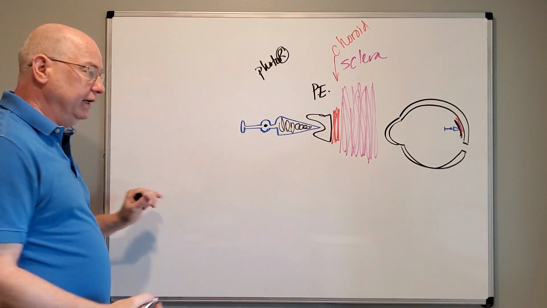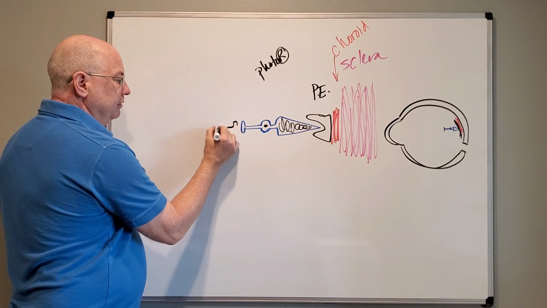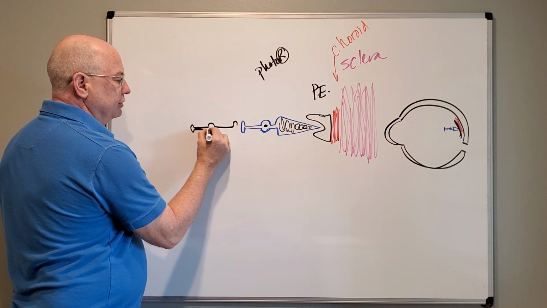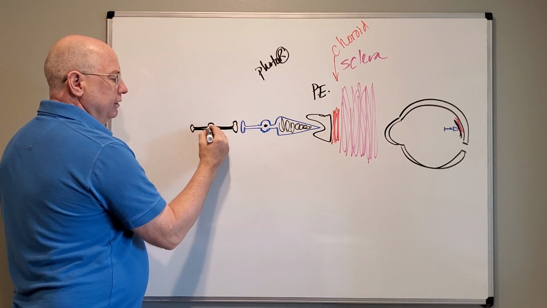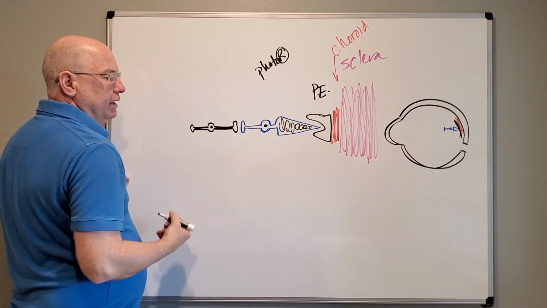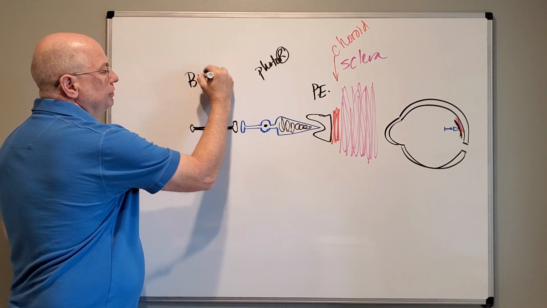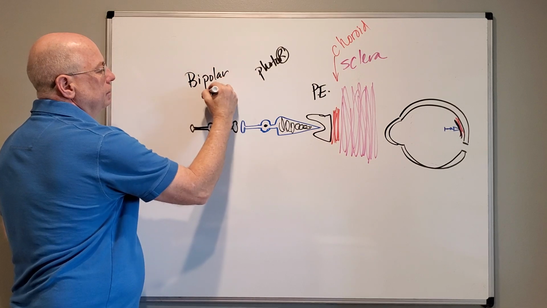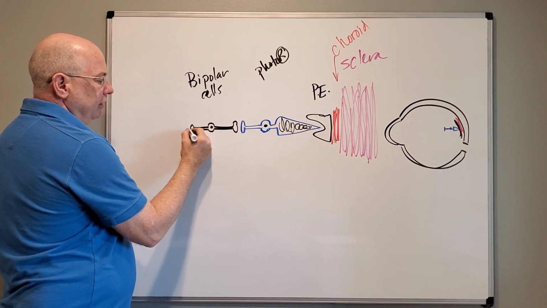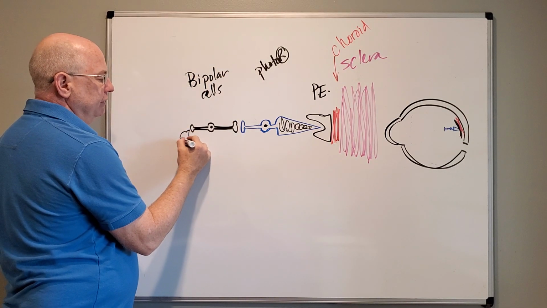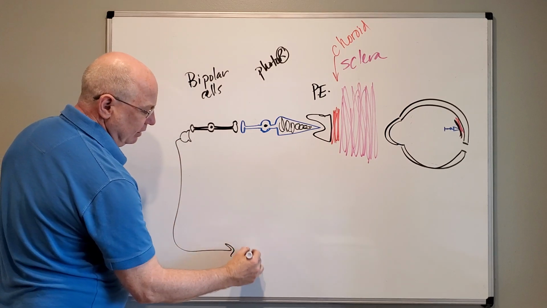Now the next cell in the row is going to be a cell that looks like a classical bipolar neuron here, with the dendrite and the axon. So this layer is called the bipolar cells. The third layer of cells are going to be these short, funny looking cells that send axons out the optic nerve.